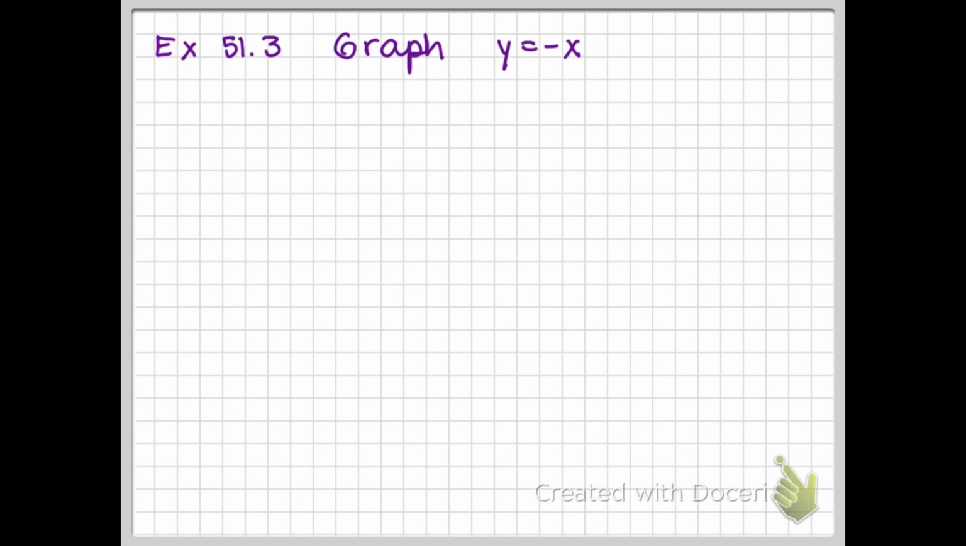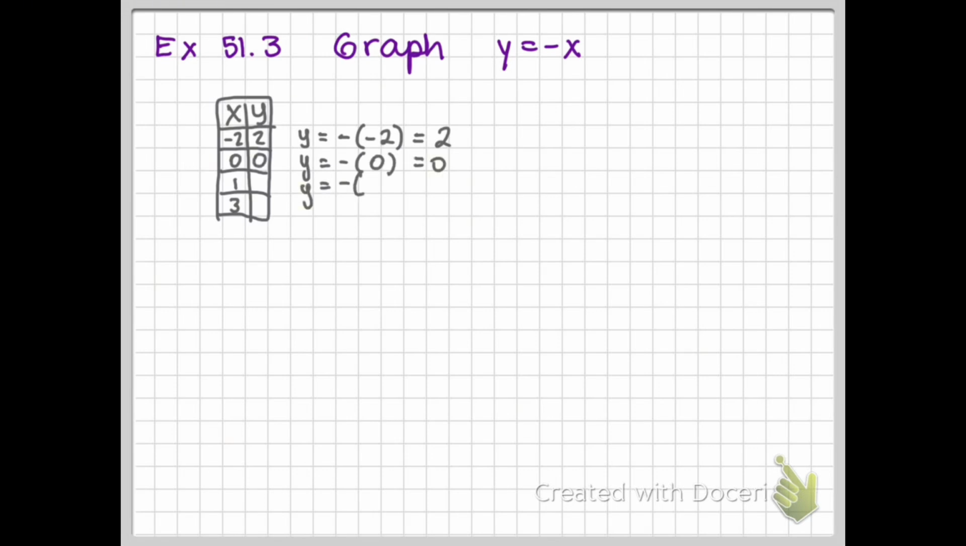For this exercise, we will do the same. So we'll start with our table. And again, what I'm going to do is choose any number. So I can choose -2, 0, 1, and 3. I'm choosing one more, it doesn't really matter. And then when I substitute, notice that what it's saying is that we're going to change the sign of the number. So it's the opposite of whatever number we chose. So the opposite of -2 is 2. The opposite of 0 is 0. The opposite of 1 is -1. And the opposite of 3 is -3.